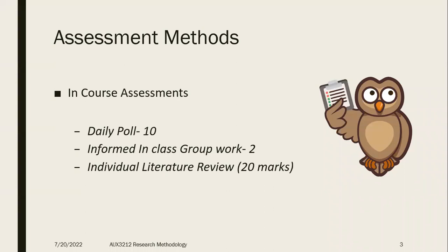In the full semester, you will have 2 informed class works, which are group works. Of your 30% assessment marks, I will give 20% to the final individual literature review. Don't worry now about what a literature review is, but you have to focus on the lecture, then only you can write your own individual literature review. I am very strict about that.